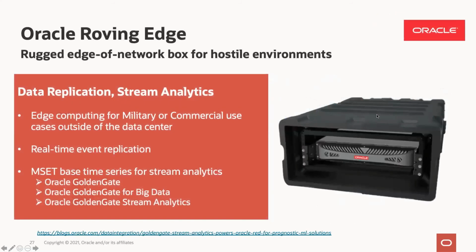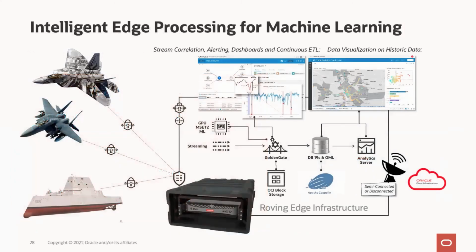Similarly, we have a new use case where edge computing can be done with Oracle Stream Analytics using the Oracle Roving Edge appliance. Here the architecture looks pretty similar. The difference is that they're also using GPU-based MSET2 machine learning algorithms in one of the stages for quick integration. So here you have the edge device, and once the data is processed, they send it into the OCI cloud as a semi-connected or disconnected integration.